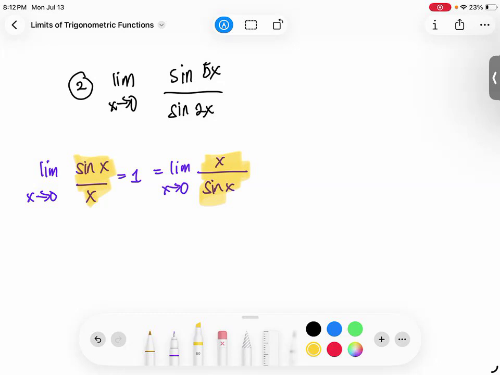Now, how do we use this in the problem? So we have the limit of sine of 5x over sine of 2x as x approaches 0. So how do we do this? So let's rewrite the example.